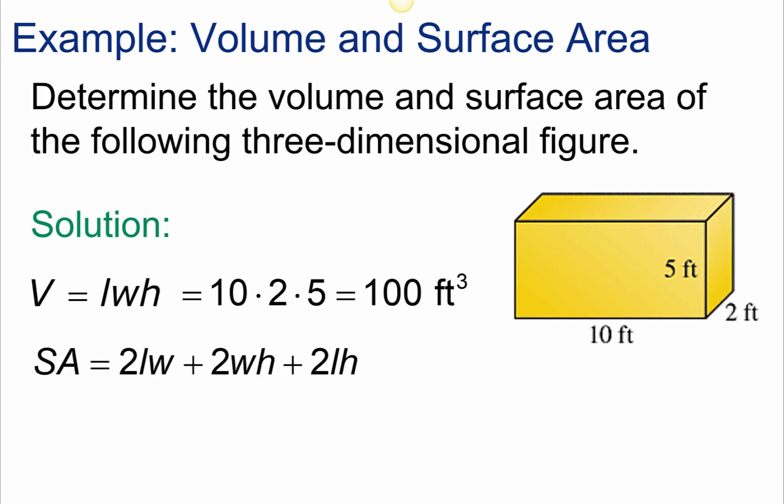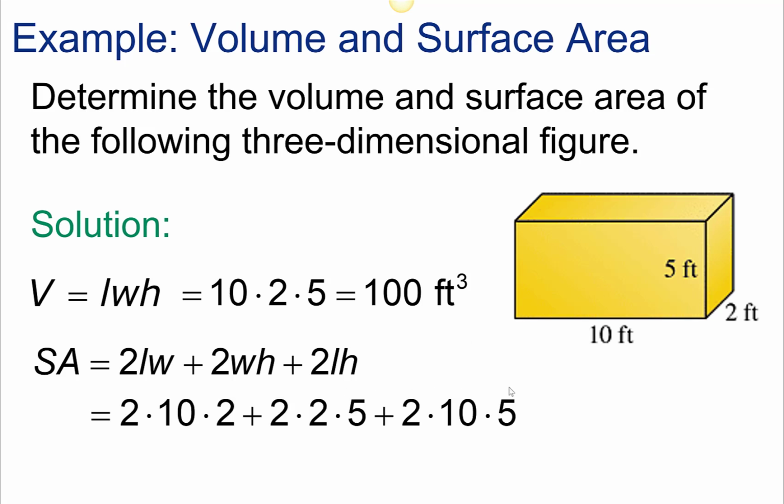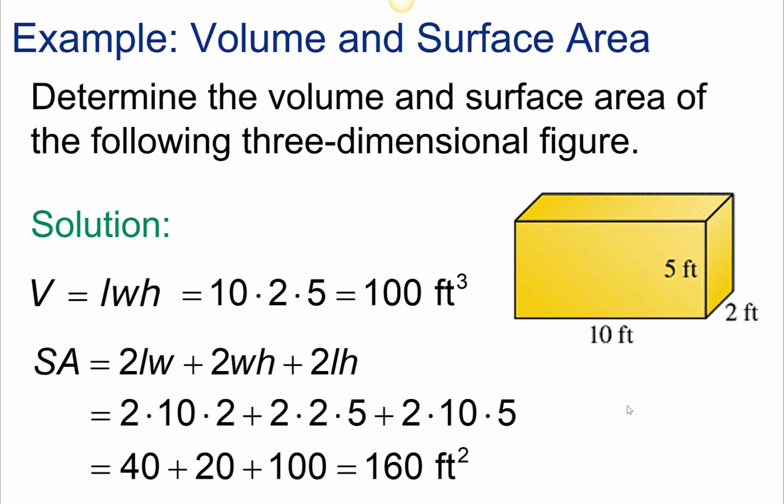The surface area is the sum of the areas of the surfaces of the figure. If you take a look at it, there are going to be two that are 10 by 5, one on this side and one on the other side. There are going to be two that are 5 by 2. And then finally, there are going to be two at the top that are 2 by 10. That's what the formula puts together here. So if we multiply and add those three numbers together, we get 160 square feet for surface area.